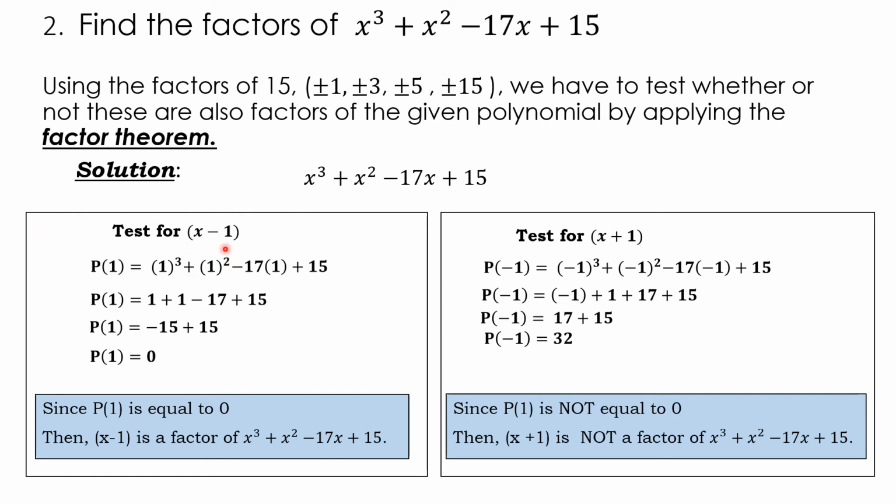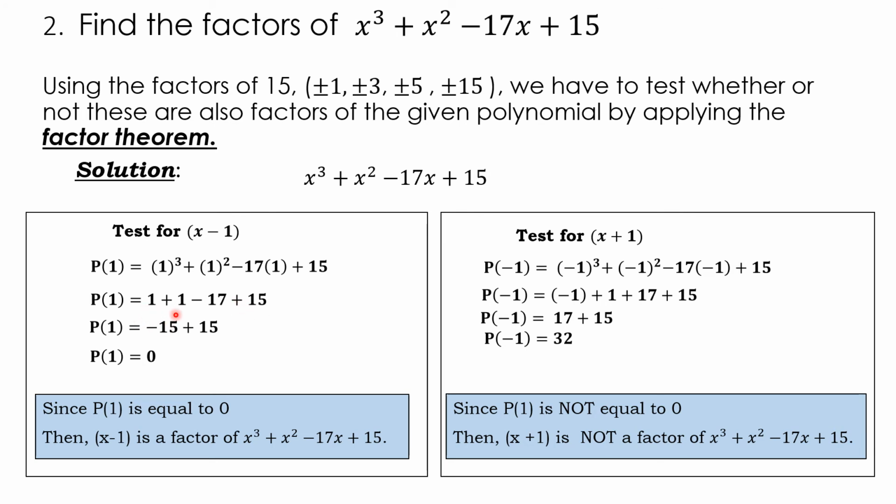So, x minus 1, ano yung value ng c natin? The value of c is positive 1. So, we're going to plug in positive 1 sa mga variable na x. So, papalitan lang natin. So, here, x cubed naging 1 cubed plus x squared naging 1 squared minus 17 times 1 plus 15. So, we're going to evaluate the exponents. So, 1 cubed is 1, 1 squared is 1, minus 17 times 1, that's 17, plus 15.